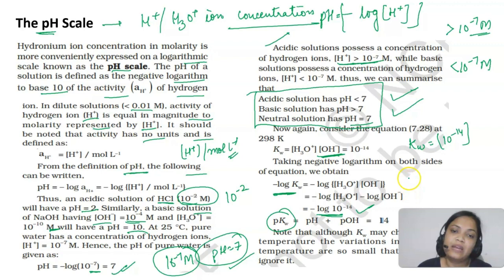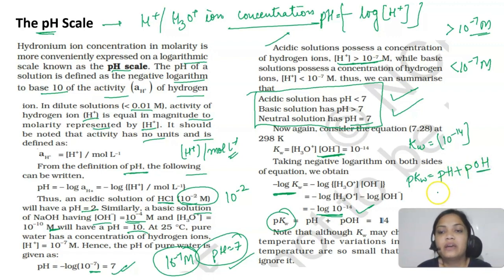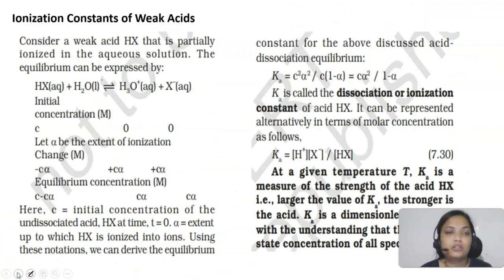So just keep that in mind that always the sum of pH and pOH, of hydrogen ion and hydroxide ion, that will always be 14. So if you have to find pOH, if you know the pH, you just subtract it from 14. Okay, so this we are doing at standard temperature, that is 298 Kelvin.